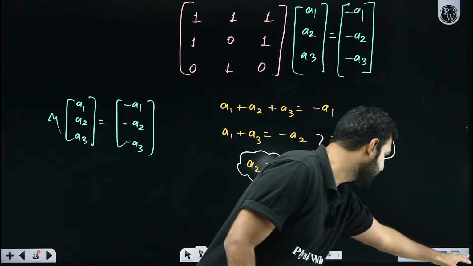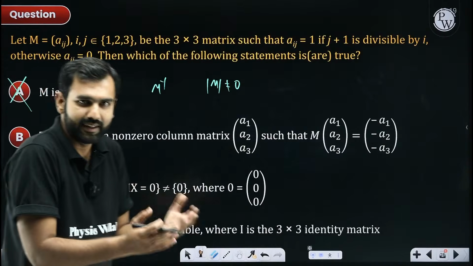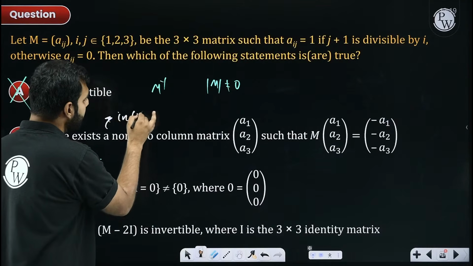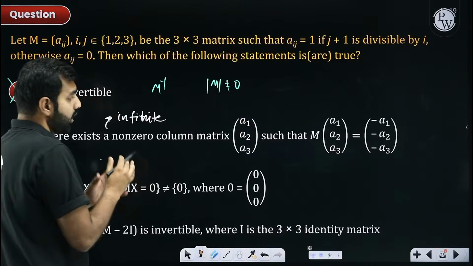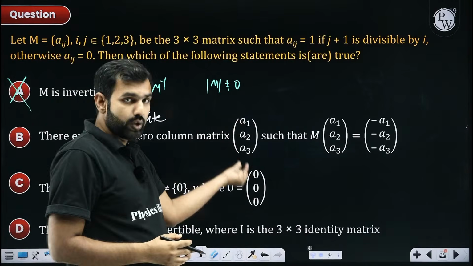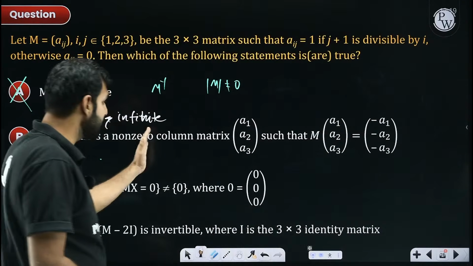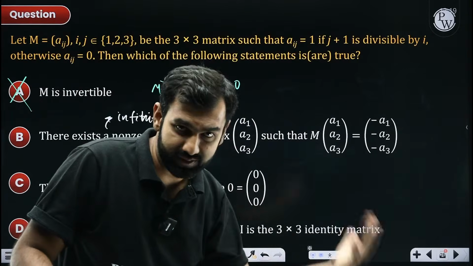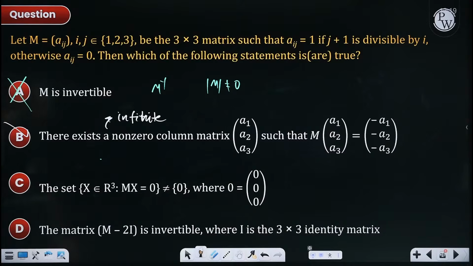So it says that there exists a non-zero column matrix. I will say yes, there exists technically infinitely many column matrices A1, A2, A3 which are non-zero for which this is true. If it says one such column matrix exists, it is definitely true. If infinitely many such matrices exist, then one definitely exists. So option B is definitely true. Everybody got this? Now let's check it for option C.